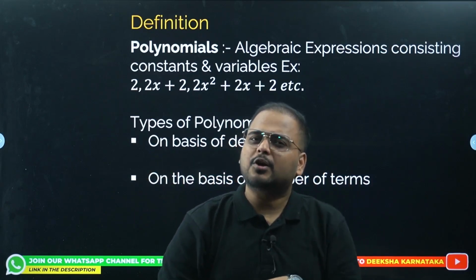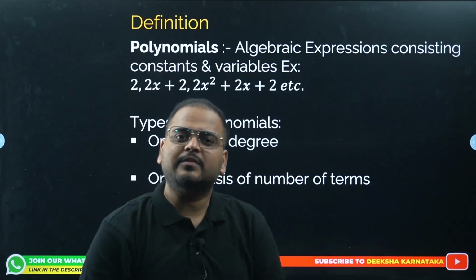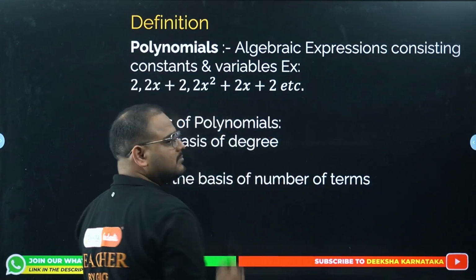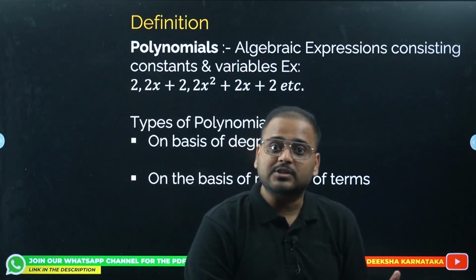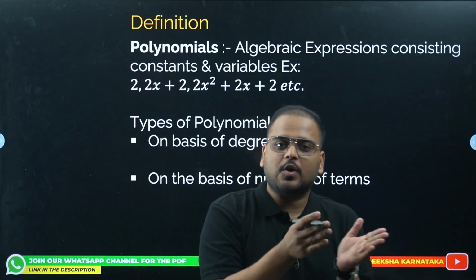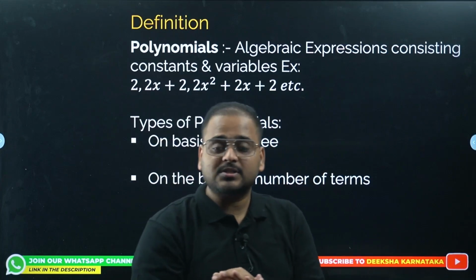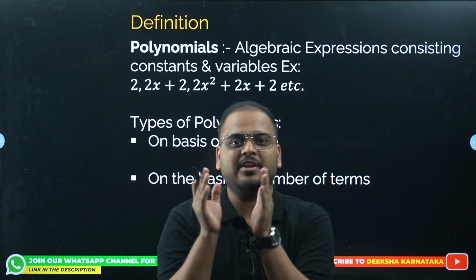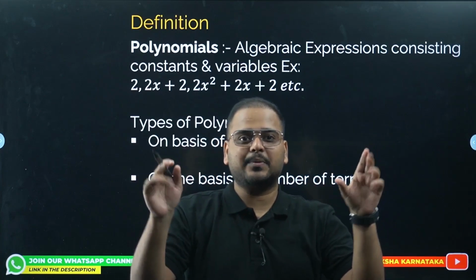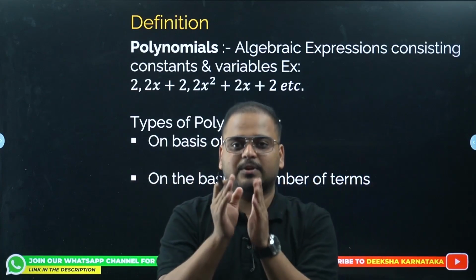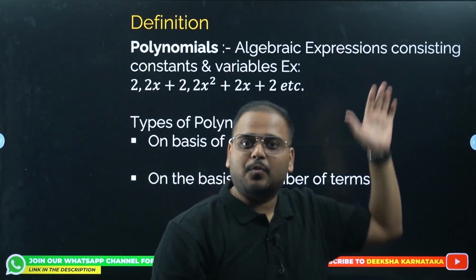Sir, what type of mathematical operations? What are the mathematical operations that we know? We know the positive sign, the negative sign, multiplication, and division. So using these four mathematical operations, if you have constants and variables arranged in a mathematical statement, that is called an algebraic expression, and polynomials.